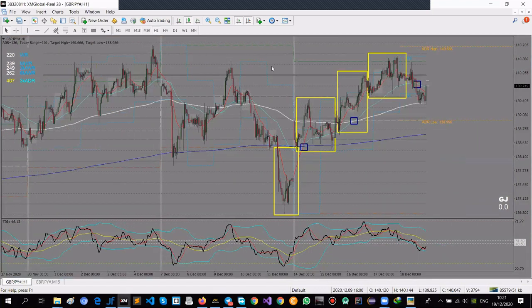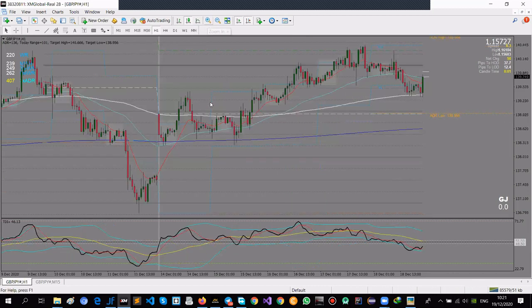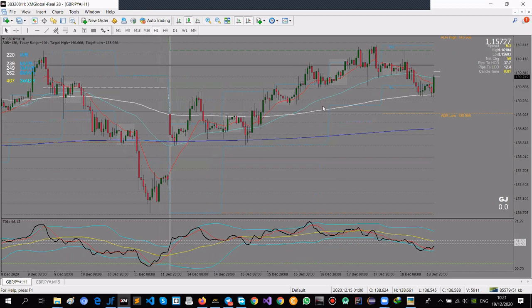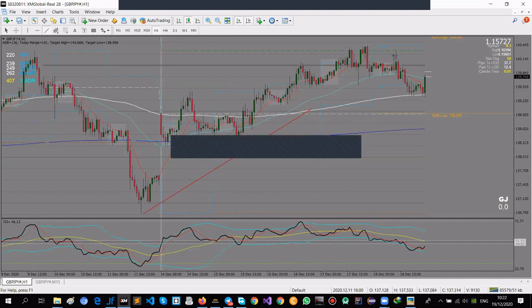So first things first, let me remove the boxes here. First things first, we come to our H1 here. For what? For directional bias. That's the first move, to look for the directional bias, which is done on the H1 time frame. So we are here on the H1 time frame. This is the recent cycle right here. This is the recent cycle here.